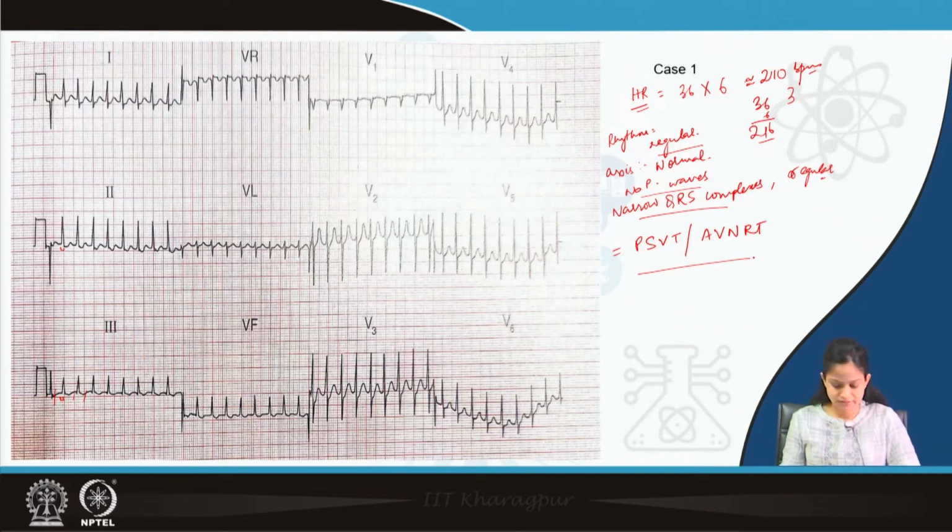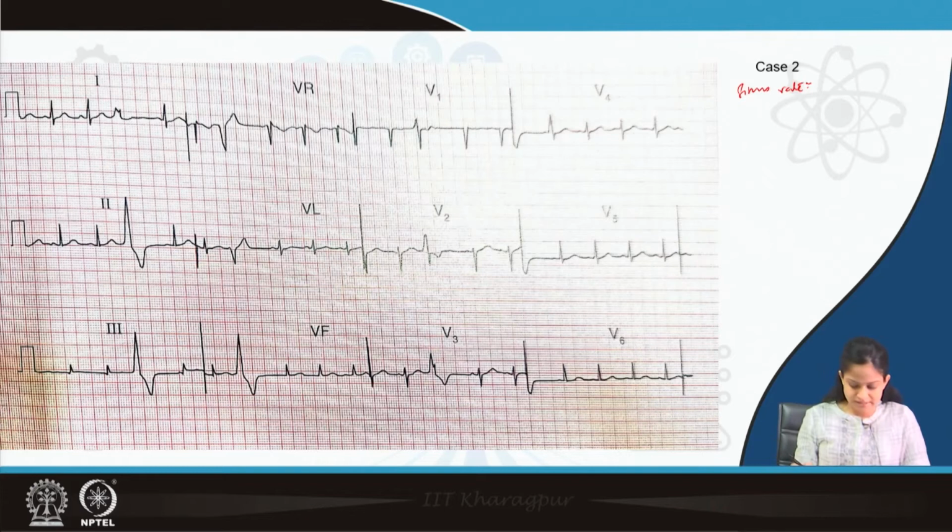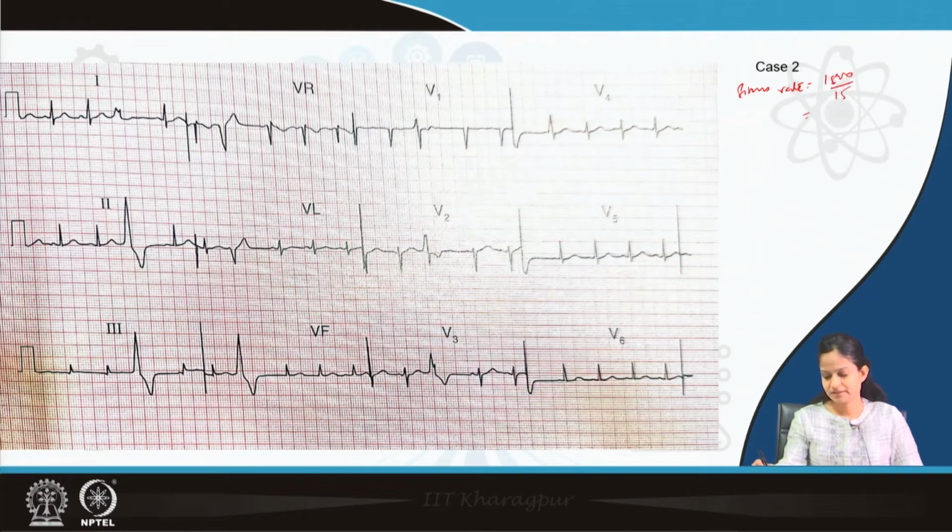Now, next we will see this ECG. So, first we will calculate again the rate, the sinus rate. Here we can go with the 1500 method with the boxes. So, it is around 5, 5, 10 and 15. So, approximately 1500 by 15, that is 100 beats per minute. So, here the heart rate is around 100 beats per minute. Now, second thing is the regularity, it is regular.